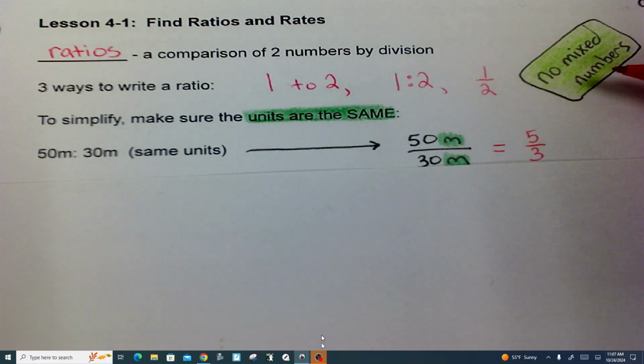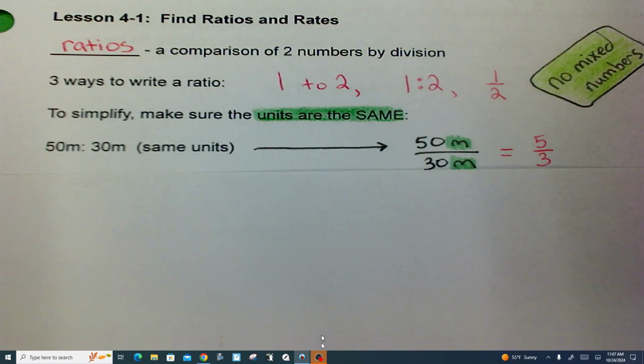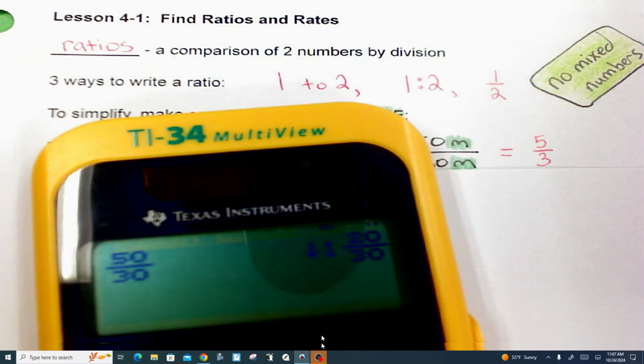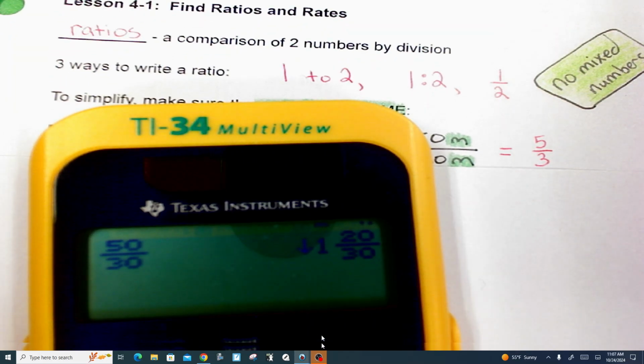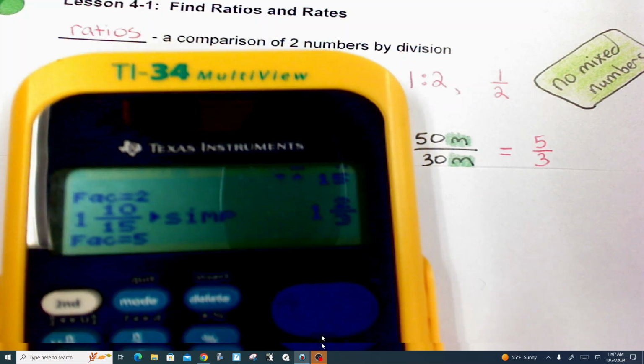Remember though, we don't want a mixed number. So we probably ought to take a look at what's happening on our calculator. When you put an improper fraction into these TI-34s, they want to go ahead and make it into a mixed number. Well, remember, when we're simplifying them, we don't want to make it a mixed number. A ratio needs to have two numbers. This isn't two numbers, right? So go ahead and simplify it down, and then we get 1 and 2/3 right there.